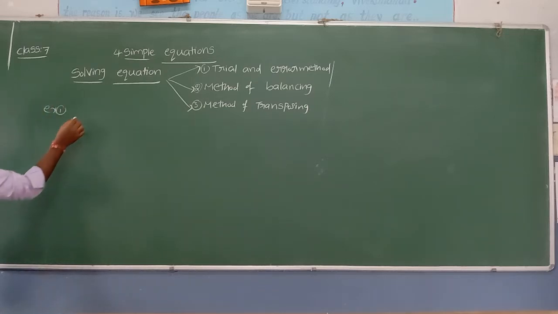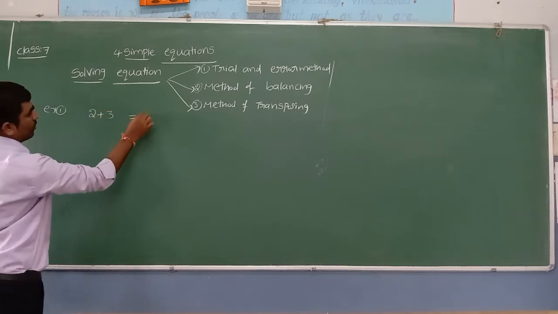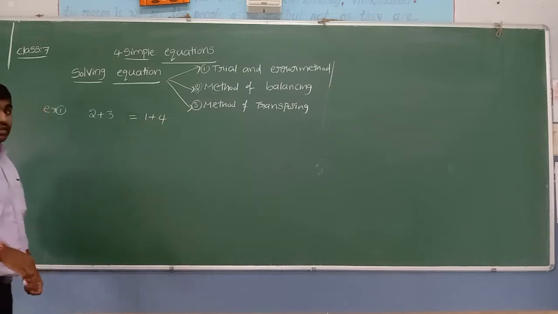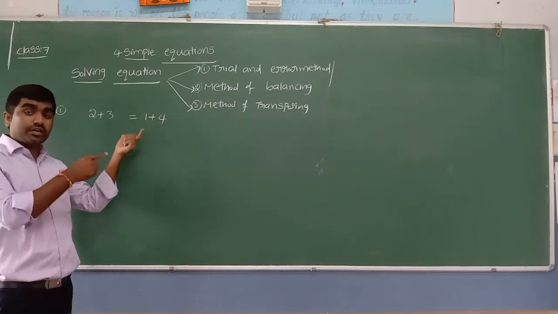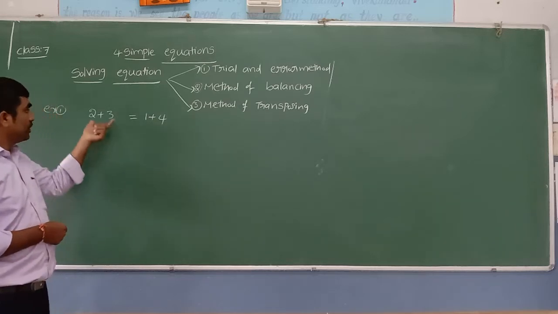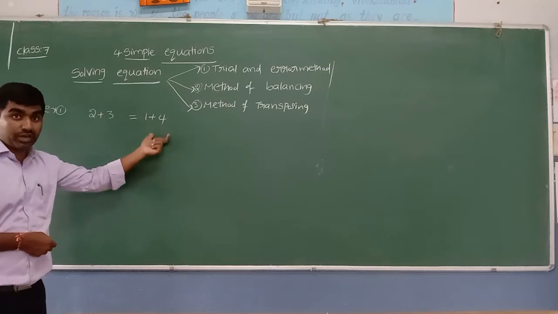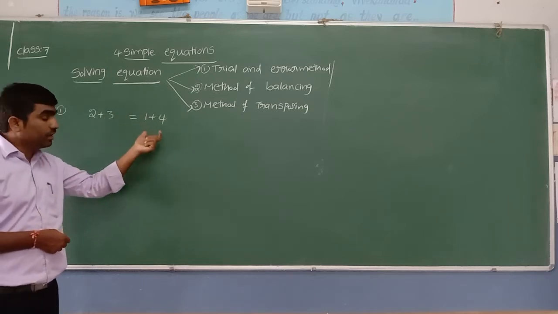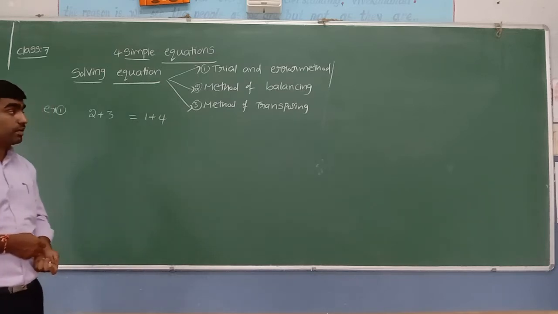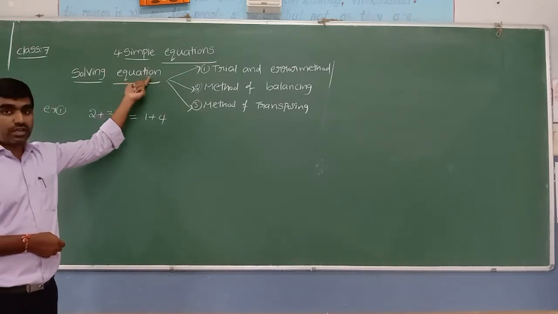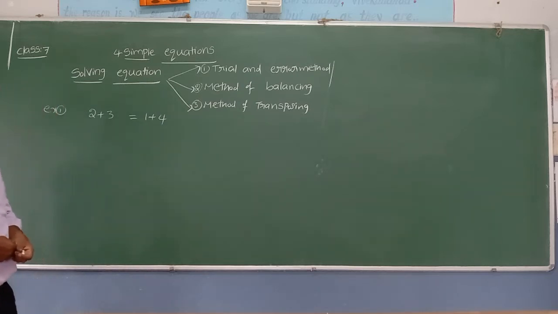I'm writing 2 plus 3 is equal to 1 plus 4. It is called a statement, which we can see by looking at it itself whether it is true or false. 2 plus 3 is 5, 1 plus 4 is 5, 5 is equal to 5. Both LHS and RHS are equal. It is a true statement. Keep in mind it is not an equation. An equation must contain at least one variable.